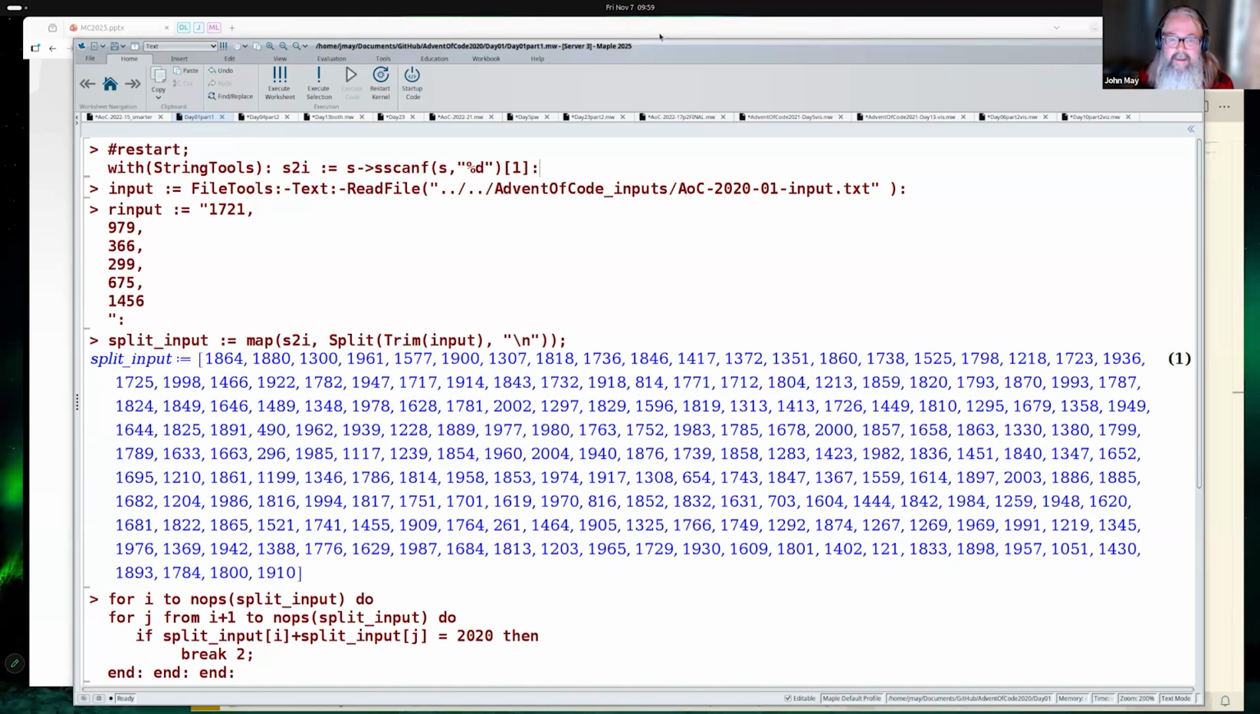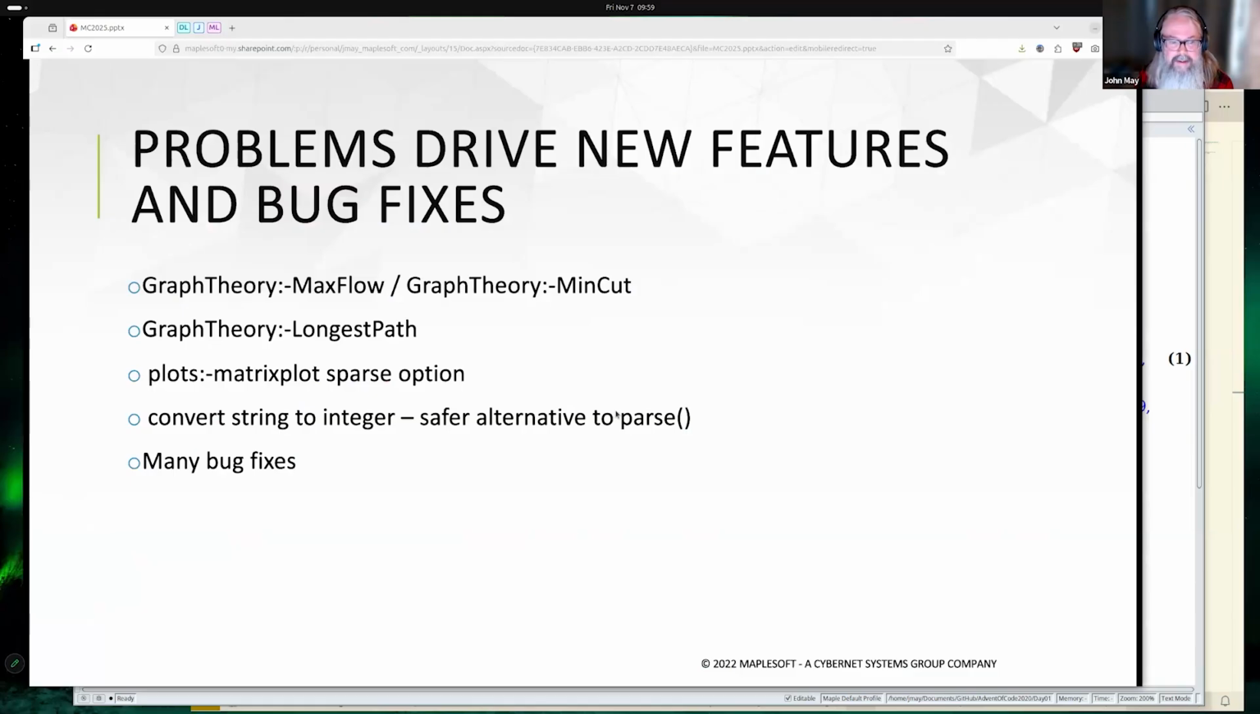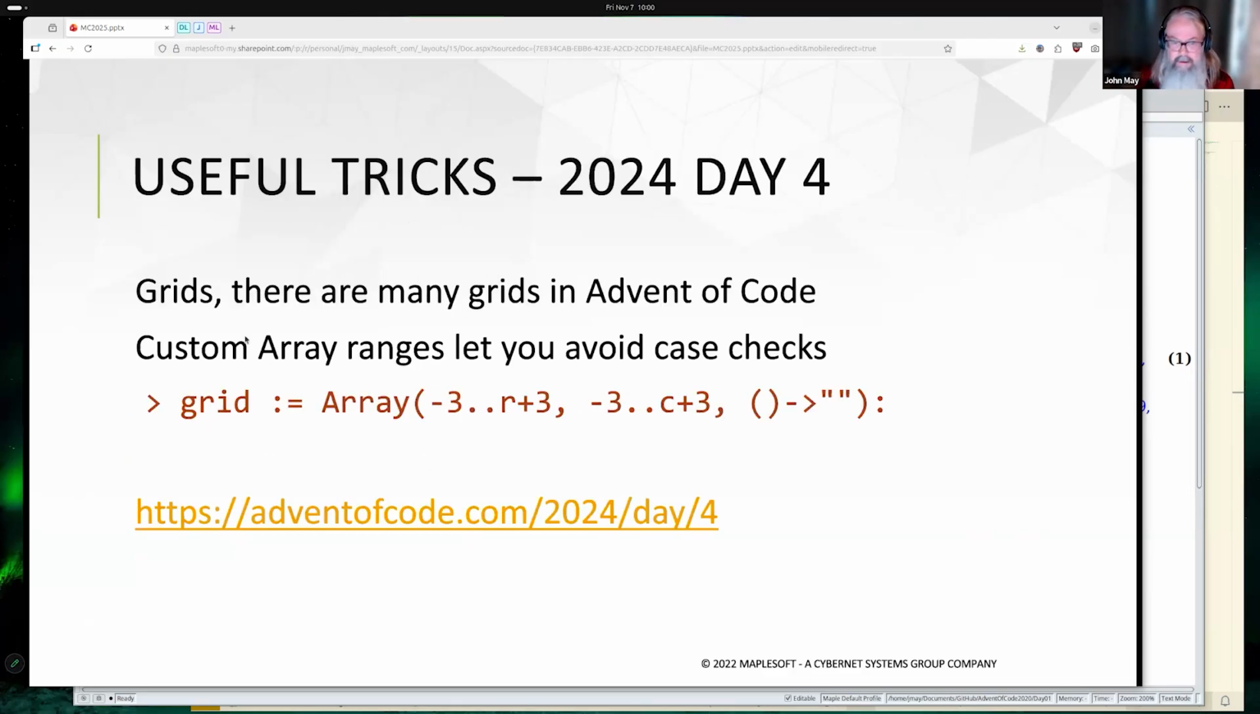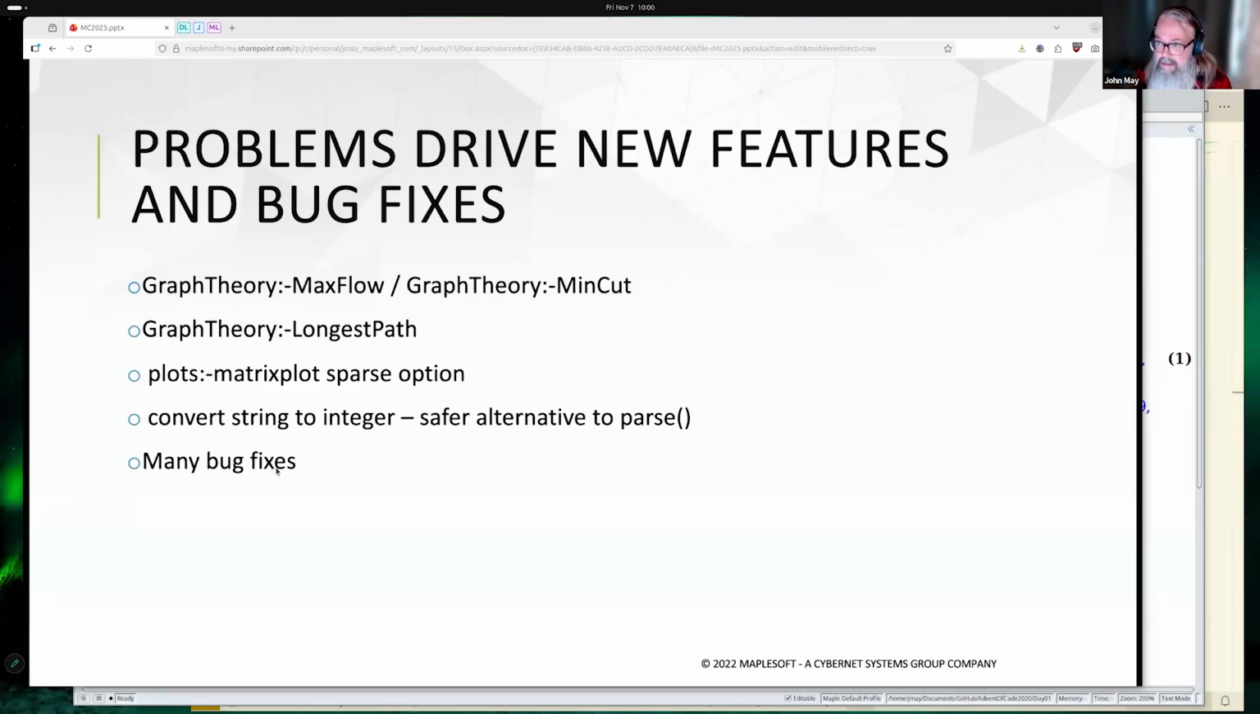So in Maple 2025, I actually added a convert target. Now you can just say convert string, comma, integer, and it does a safe parse into an integer. Anyway, inevitably I run into bugs doing this because it ends up using weird corners of Maple, and so I file a lot of bugs, and then usually fix a bunch of bugs in January after getting frustrated and staying up all night on problems.